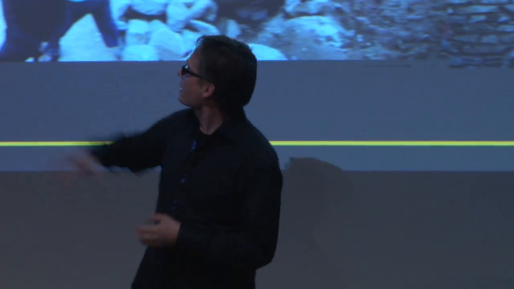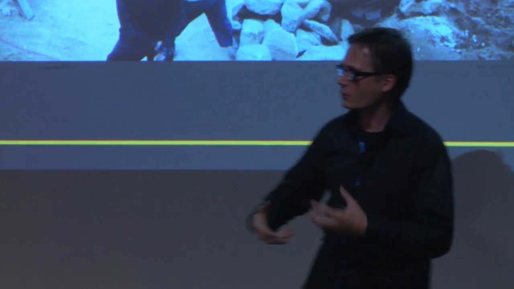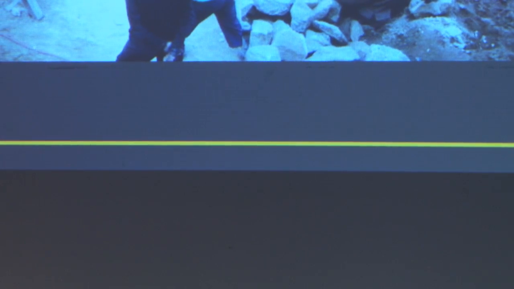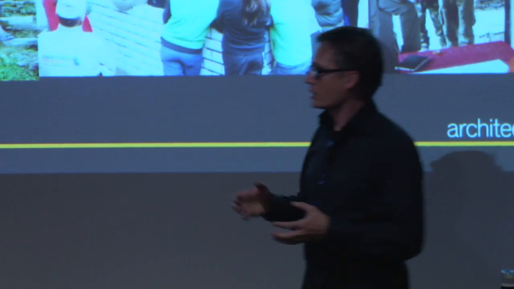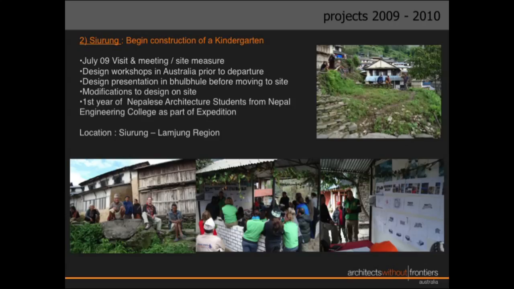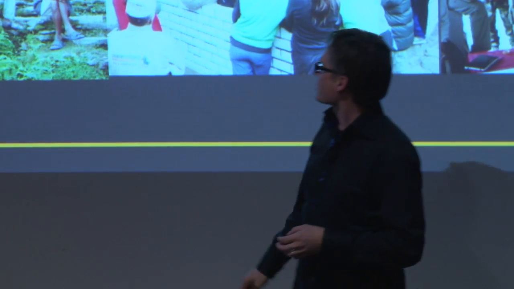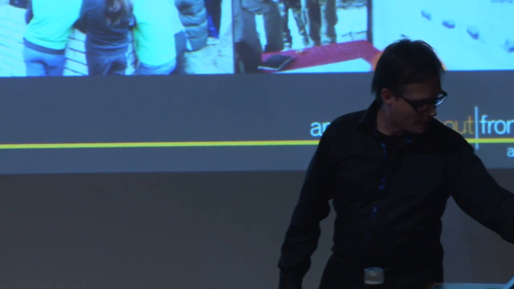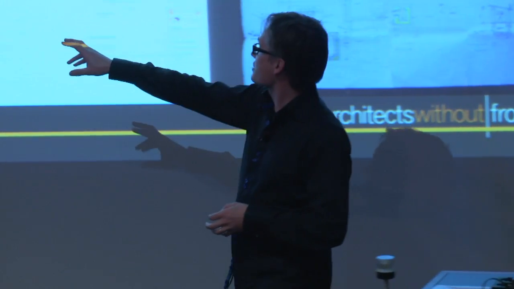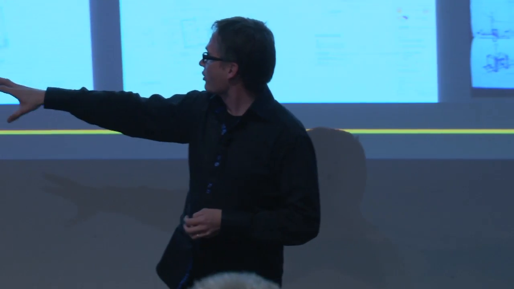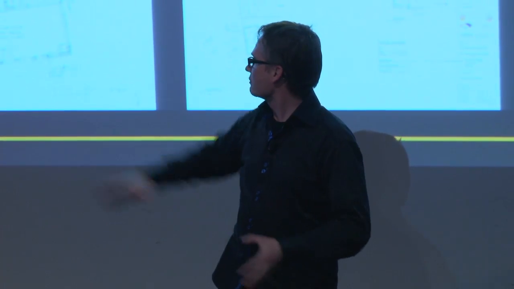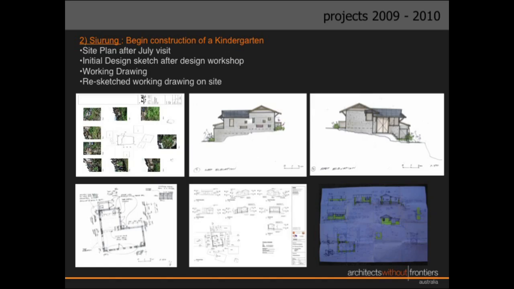Continuing on now, in 2009 and 10, we continued on with the school construction, and in that year we started to build a kindergarten in Sarung. I headed over in the middle of the year and did some site measure, and at the end of the year we had some design workshops where we designed the kindergarten for the village. And before we headed up to Sarung, we had some little design crit there in Bulbula. And these are the sketches which we came up with, and the drawing. And then when we got out on site, we had to re-sketch things because things slightly changed.